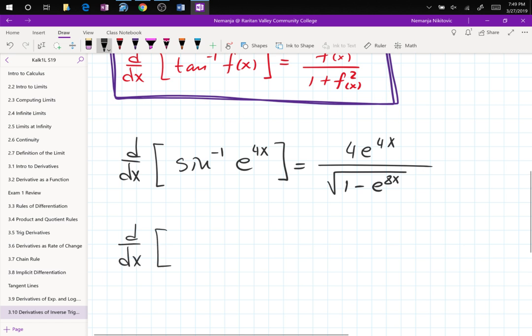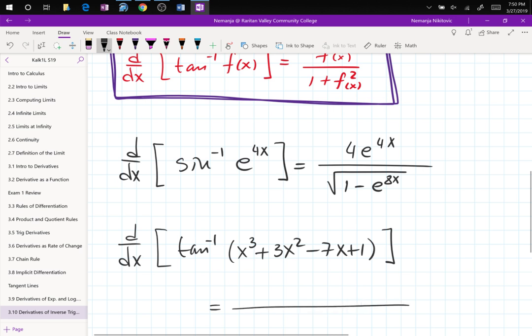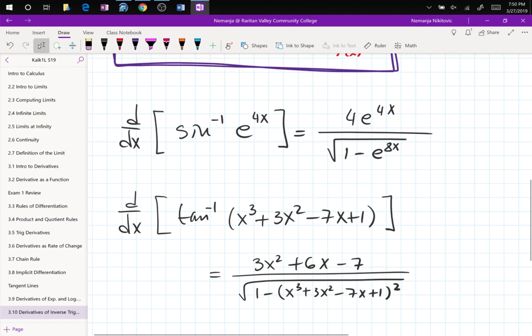The derivative of inverse tangent of x cubed plus 3x squared minus 7x plus 1. Just to make it as annoying as possible. Again, the derivative of the argument, that's 3x squared plus 6x minus 7. And then in denominator, 1 minus, we have x cubed plus 3x squared minus 7x plus 1, everything squared. Done.